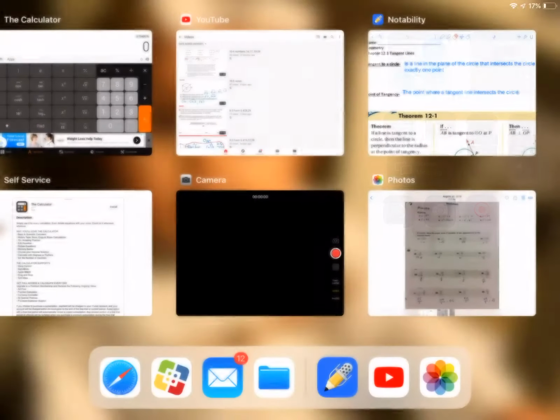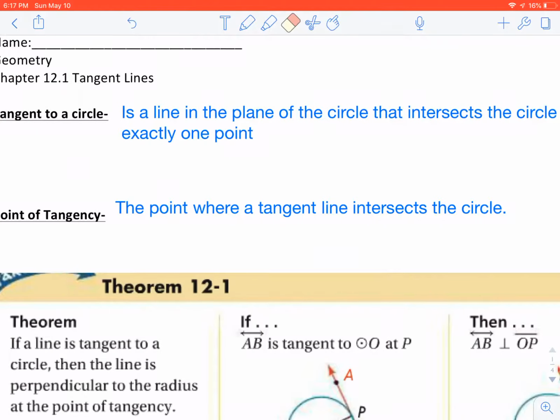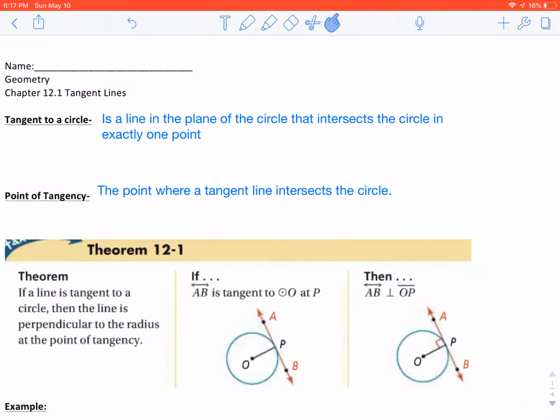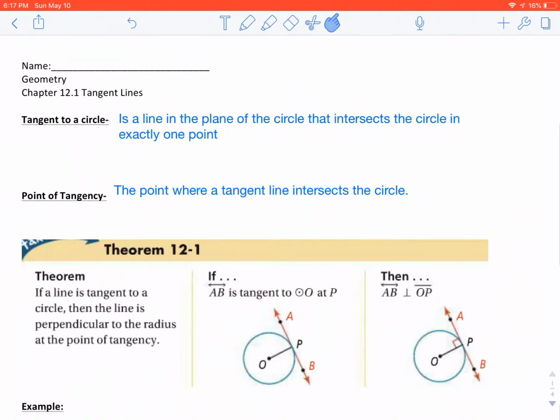Good morning. I know we did 10.6 last week, but we're going to do 12.1, which is really the second section in this chapter. So again, I typed up the definitions. There's only two. That way you can screenshot it, do whatever you want to do.